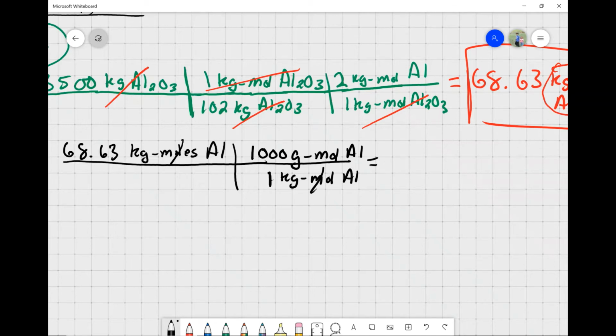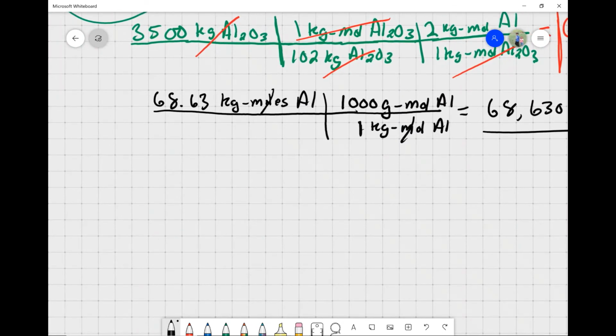So 68.63 times 1,000, and so that's 68,630 gram moles of aluminum. Let's do what about pound moles?